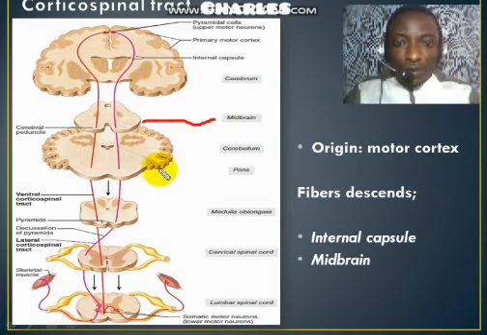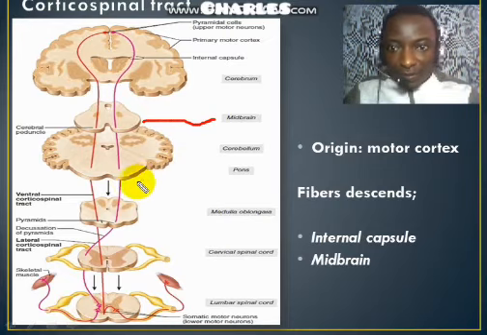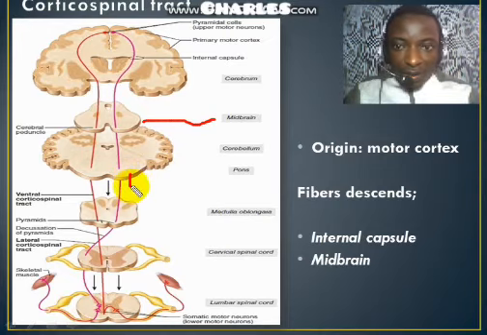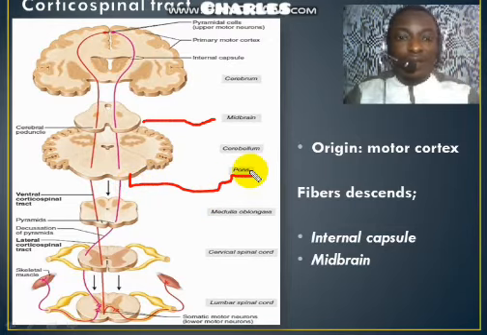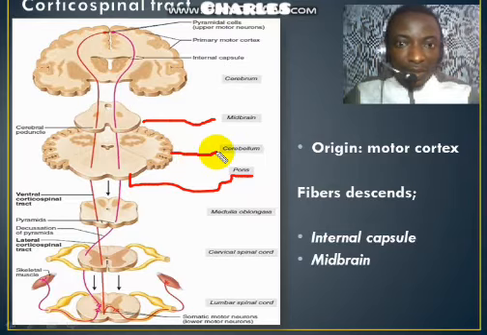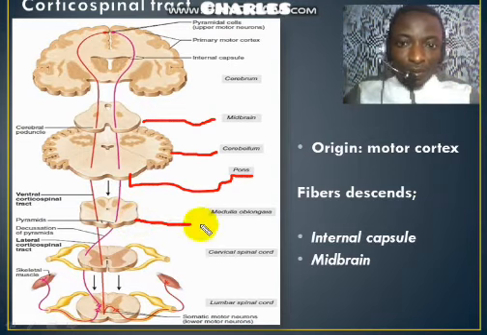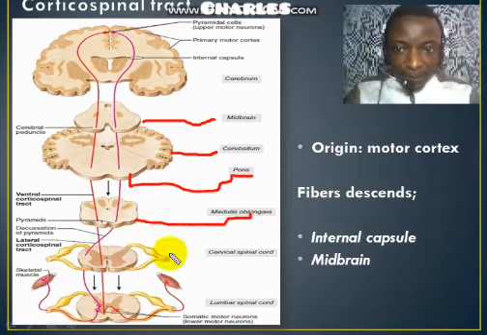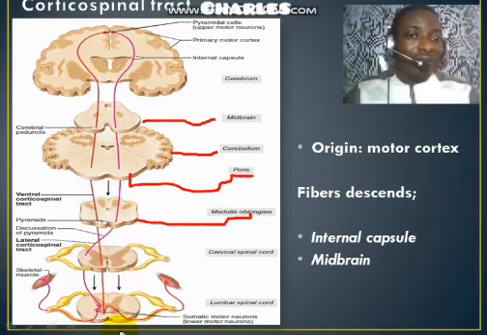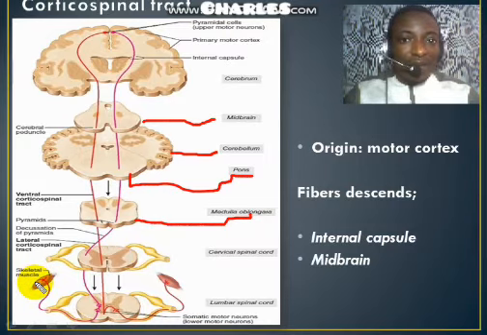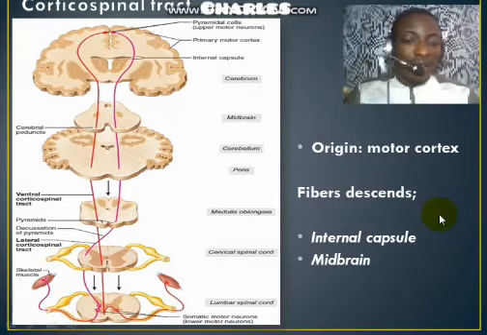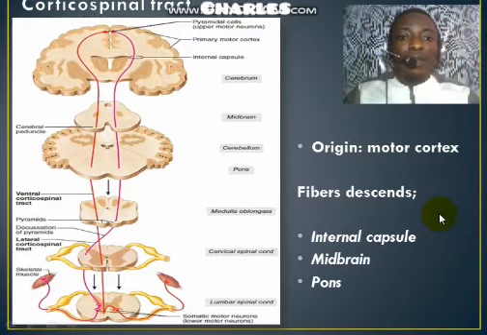It also passes through the pons. This is the pons. The pons is this area here. This one is the cerebellum. The cerebellum is just behind the brainstem. Now, it also descends through the medulla oblongata, and then finally reaches the spinal cord, which then terminates at the effector organ. Okay, good. Now going forward. It descends the midbrain and the pons, and also the medulla oblongata.